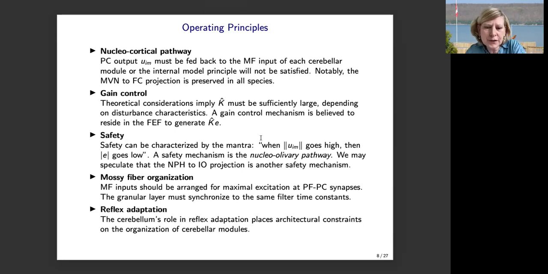And then finally, there's another consideration, which is that the cerebellum is doing a major job of adapting reflexes, and this puts architectural constraints on how the modules are organized. I had thought I was going to get into this a little bit more, but I'm going to leave this for another day because it requires building up from what we have at this point, which is simply the floccular complex. So I'll use this as a segue to get into the next part.